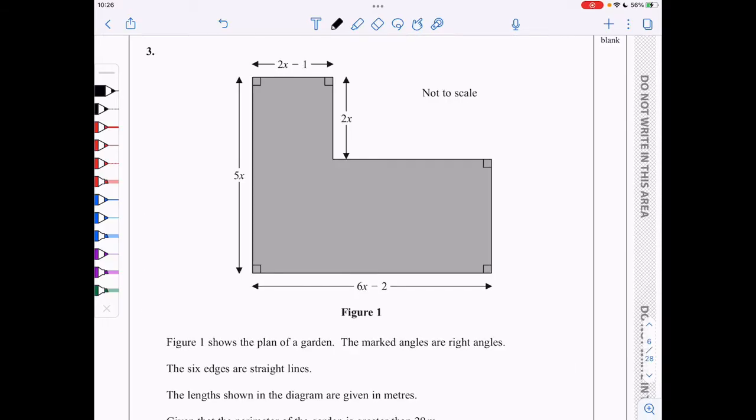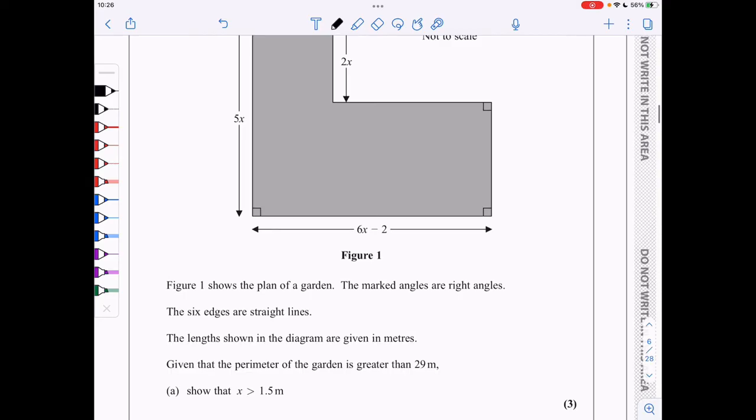Question 3, we've got a plan of a garden. The 6 edges are straight lines. We've got the lengths in meters. Given that the perimeter is greater than 29, we need to show that x is greater than 1.5.